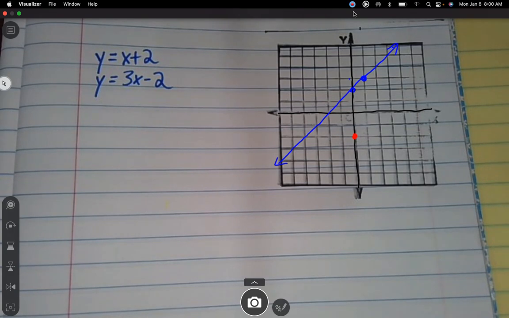And from there, where do I go? Up 3 and over 1. Remember, if there's no number, you put it over 1. Up 3 and over 1. 1, 2, 3, and over 1. And I would draw that line.